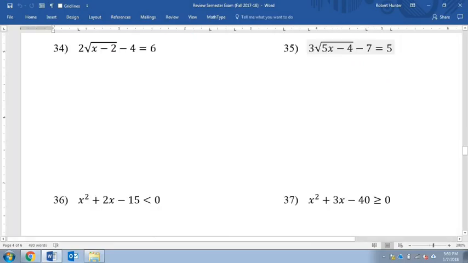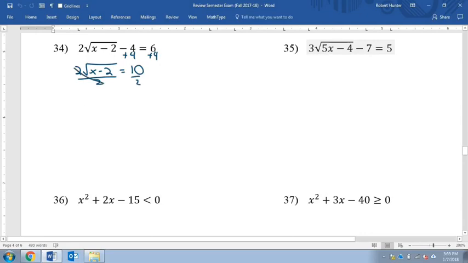Alright, number 34. Again, we got to get rid of these guys before we take care of the radical, so we'll just add the 4. And we cannot distribute that. Just like you can't distribute it across absolute value bars, you cannot distribute it across a radical either. So here we go. We're going to do 2 square root of x minus 2 equals 10. Then to get rid of the 2, you just divide both sides by 2.